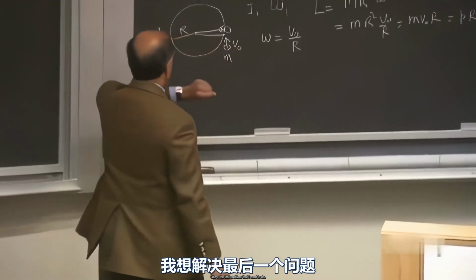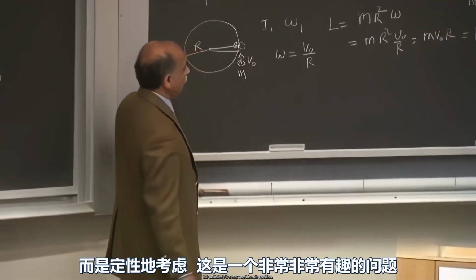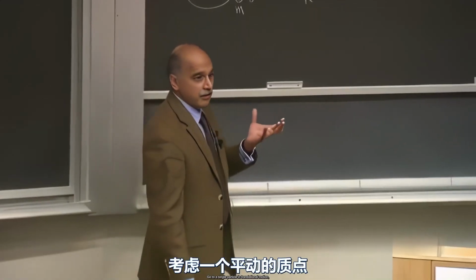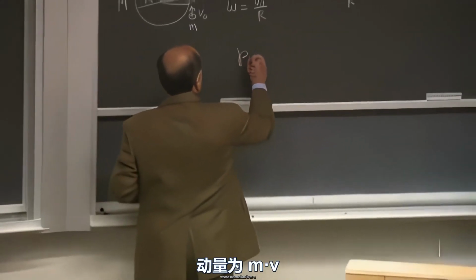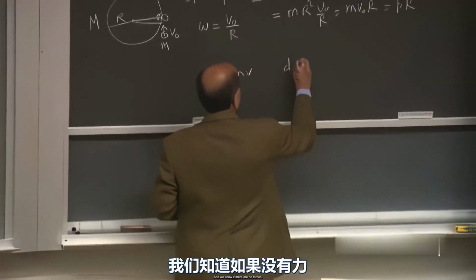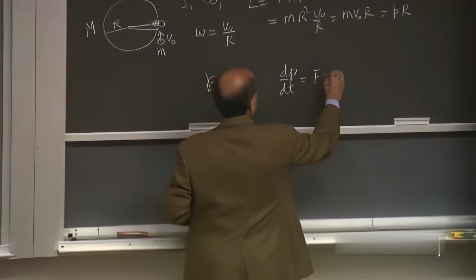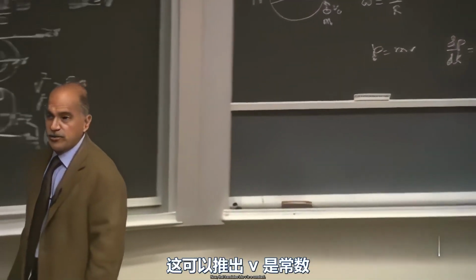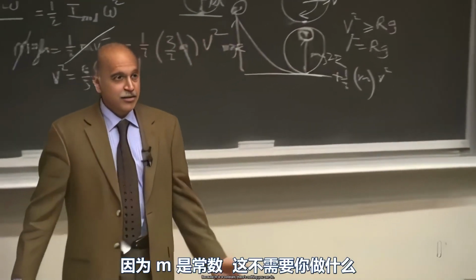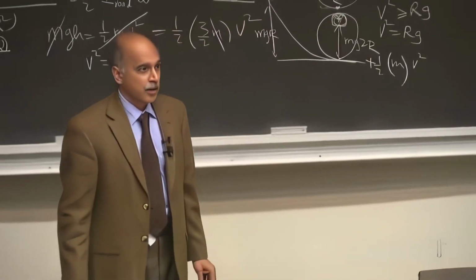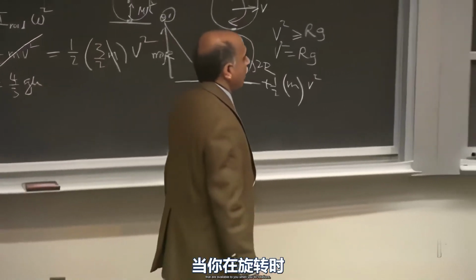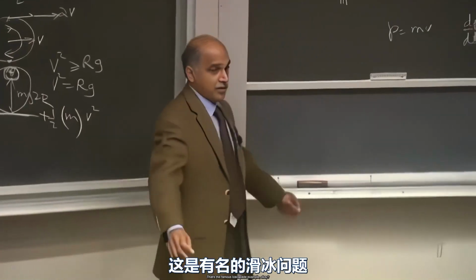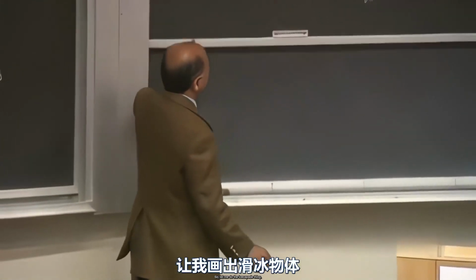Okay, the last problem I want to do, which I'm not going to do quantitatively, but qualitatively, is a very, very interesting problem. Go to a single particle in translational motion whose momentum is mv. And we know if there are no forces, the momentum cannot change. So mv is a constant. Now that translates into v is a constant, because m is a constant. There's nothing you can do. And now comes the interesting possibilities that are available to you when you do rotations. And that's the famous ice capade example. Okay? So let me do the ice capade thing.